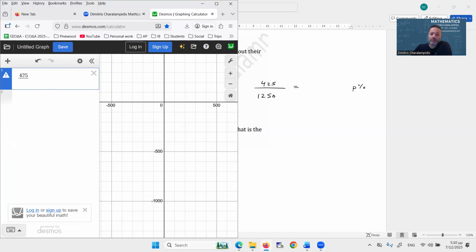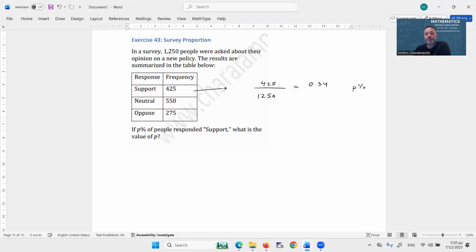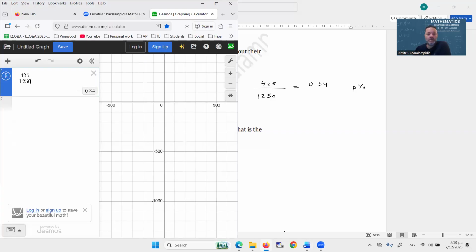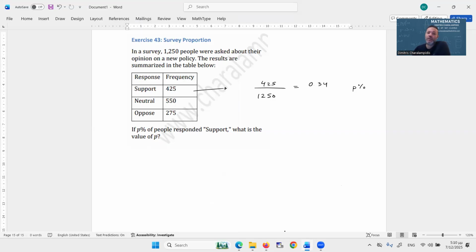425 over 1250 is equal to 0.34, which means that it should be 34 over 100, which is written as 34%. So P here is 34.